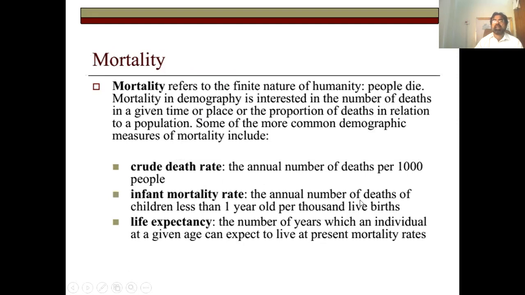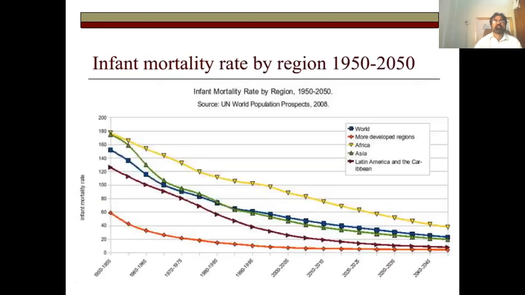Infant mortality is the annual number of deaths of children less than 1 year old per 1,000 live births. And life expectancy is the number of years an individual at a given age can expect to live at present mortality rates. It depends upon the facilities that are provided to an individual in a country. If the country has a high standard of living, they have more facilities, and their life expectancy will be increased. And if they have fewer facilities, they will have a low life expectancy.